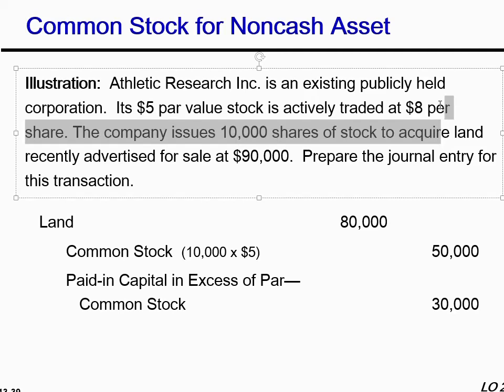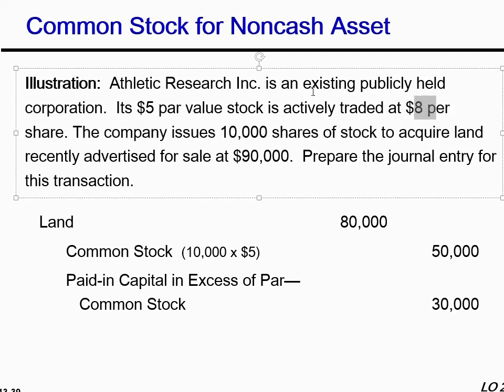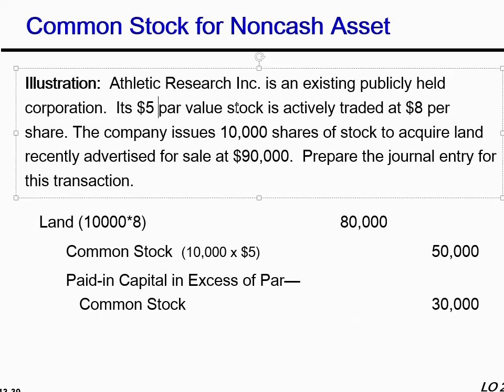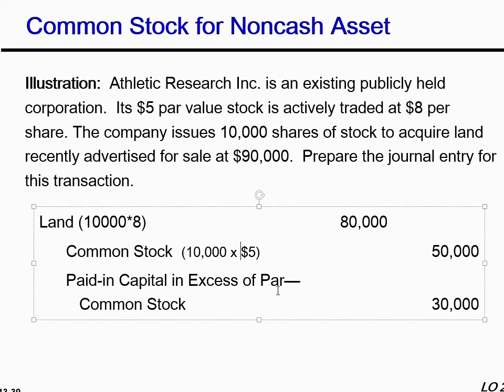So $8 for each share. How many shares have we issued? 10,000. So land will be recorded with 10,000 multiplied by 8, that is 80,000. Common stock is always recorded at par. So par value is $5. How many shares are issued? 10,000. So 10,000 multiplied by 5, that is 50,000. Remaining goes to paid in capital in excess of par common stock.